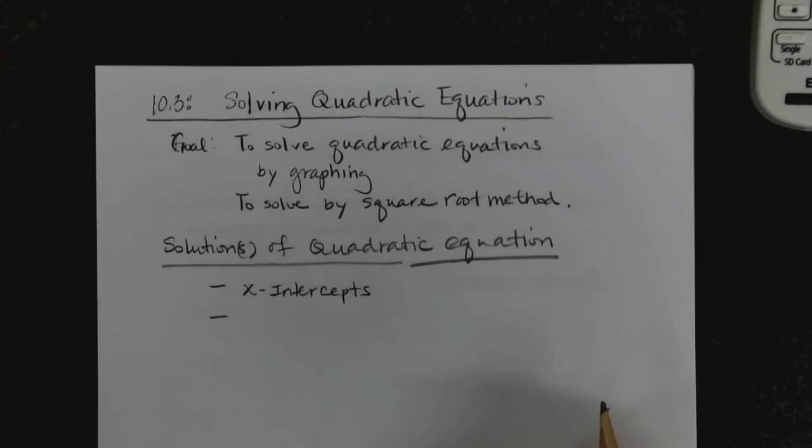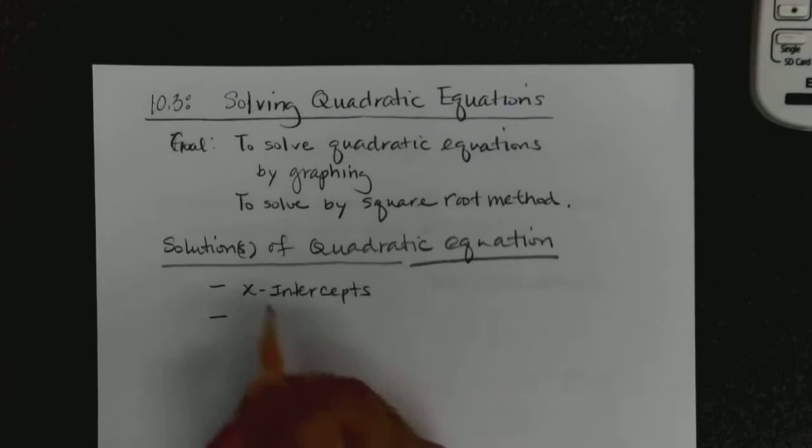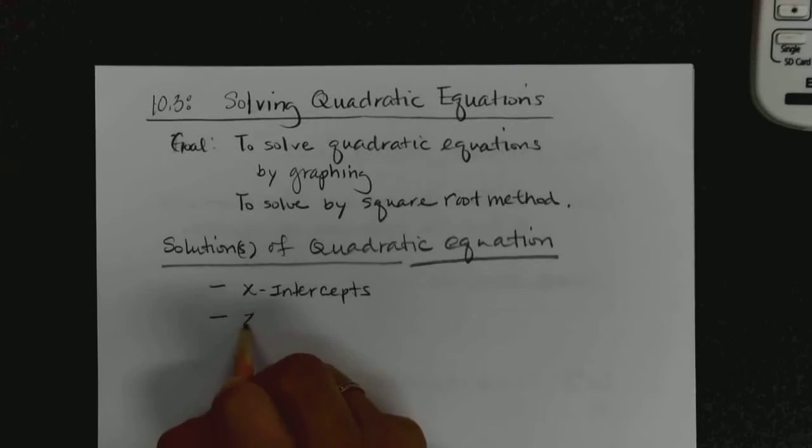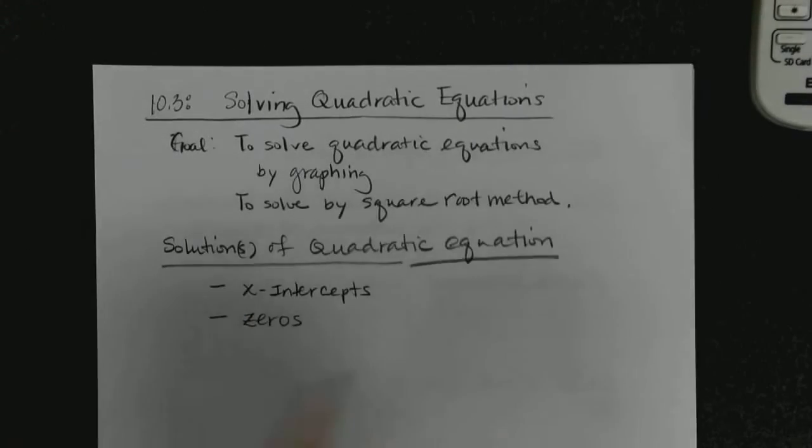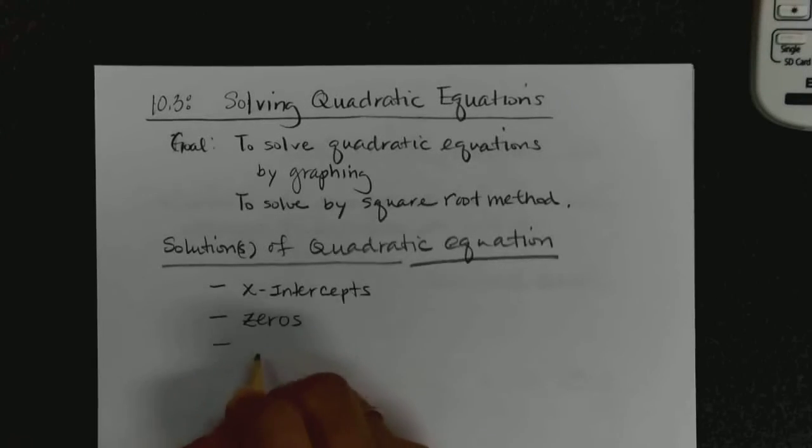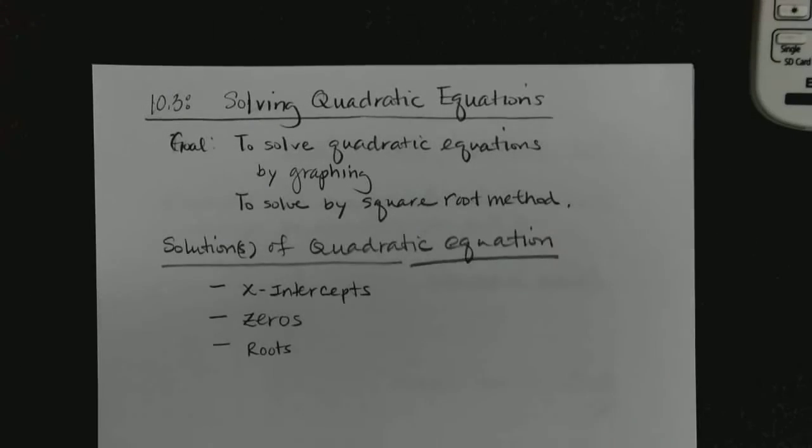Okay, so your x-intercepts. Another name for solution for a quadratic equation is what's called zeros, and we use that term a lot in Algebra 2. So it's going to ask you to find your zeros, or they're going to give you the zeros and you have to find the equations. You go back and forth. And then the last type of word is called a root or roots. Okay, and I'll explain in a little bit why the solution is called the roots.